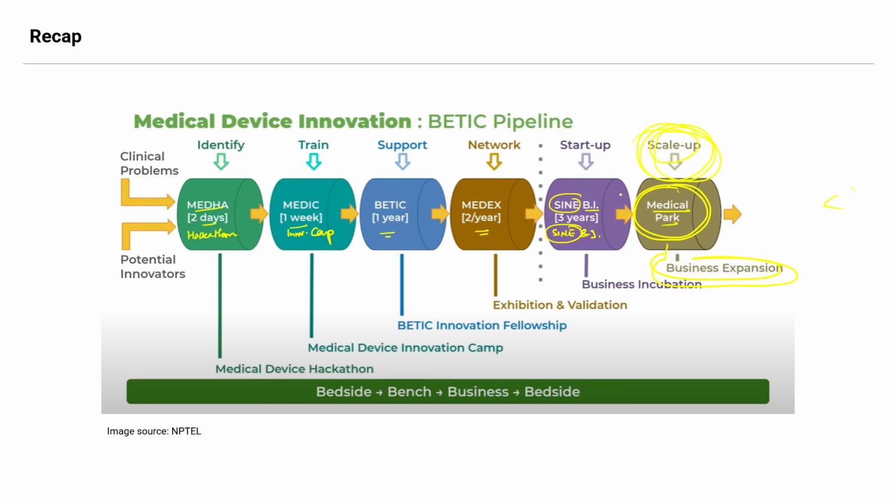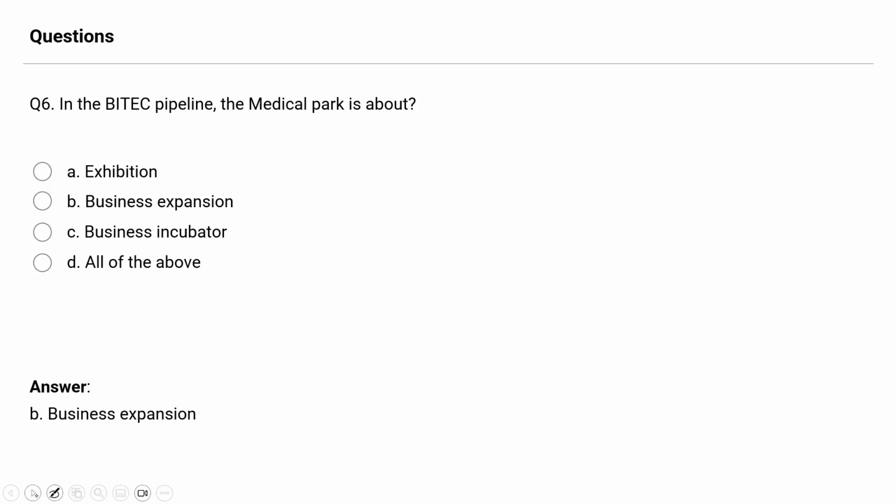Scale up करना मतलब बड़ा होना. बड़ा होना का मतलब there is an expansion which is happening and this is about the business expansion, which means that you are already into the business. Now you are trying to expand your services. Right. So the correct answer is B, business expansion.